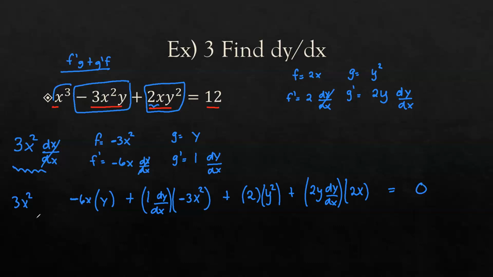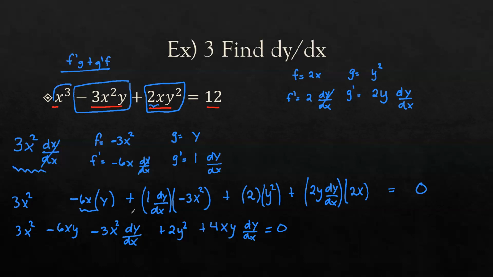So let's just clean this up. This is 3x squared. This is negative 6xy. This is going to be negative 3x squared dy dx plus 2y squared. And then 2y times 2x, that's 4xy dy dx, equals 0.